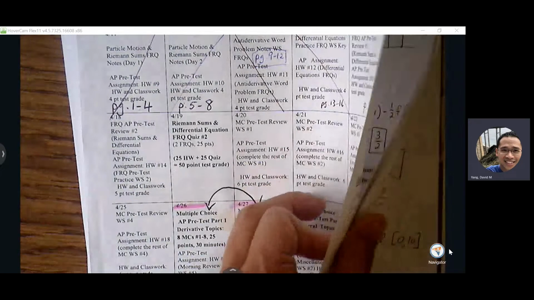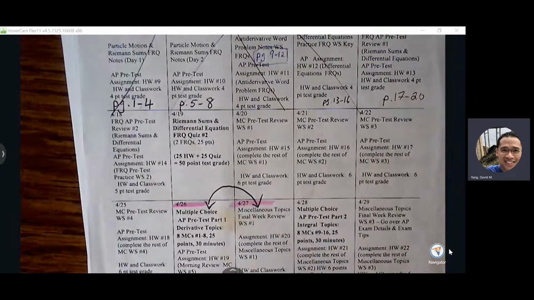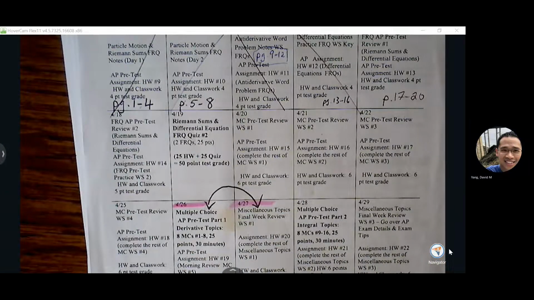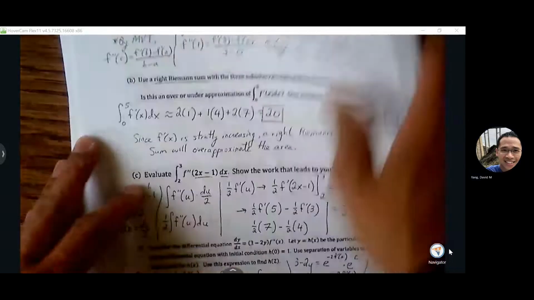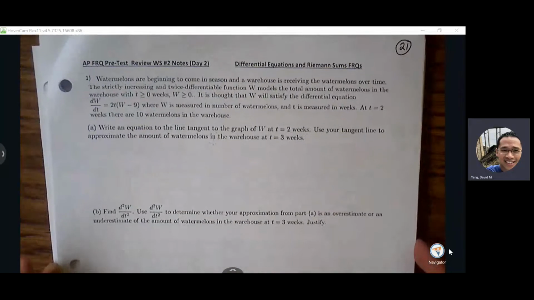I'm going to go over the last two pages in your packet, the morning review. Okay, so one Riemann sum FRQ and one differential equation FRQ. Okay, any questions about tomorrow? Okay, page 21.